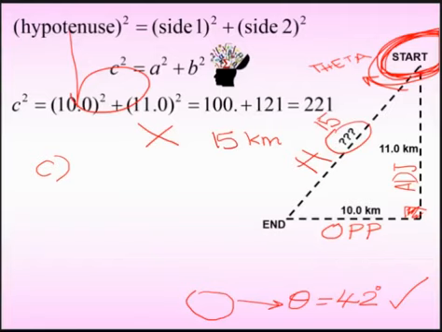1, 221. Is that your final answer? Is that how long the hypotenuse is? No. What's missing from the process? Square rooting. You cannot leave a variable with any power on top. You have got to depower it. So, what's the square root of 221? 14.9.